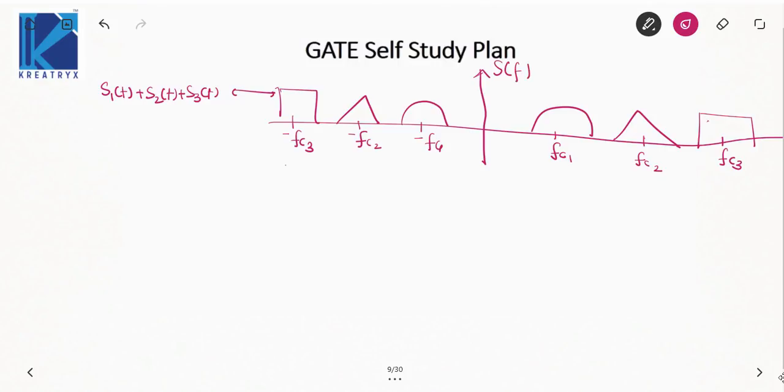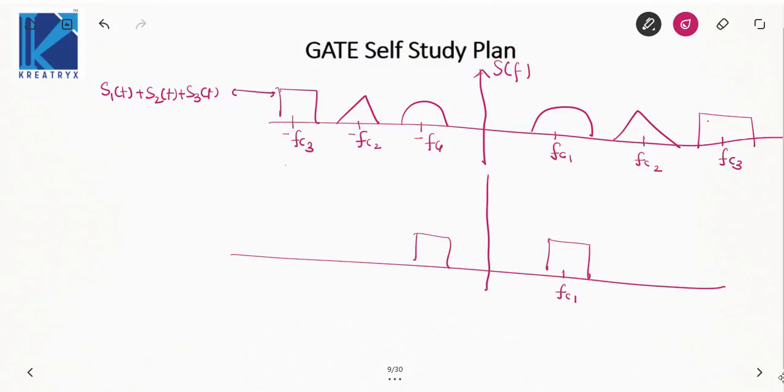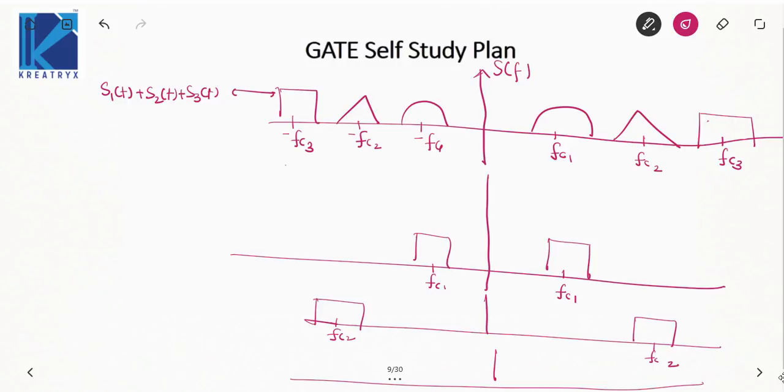Now at the receiver side we have 3 band pass filters. One band pass filter is centered at FC1, second band pass filter is centered at FC2, and third band pass filter is centered at FC3. So these three are the band pass filters, which are tuned filters.